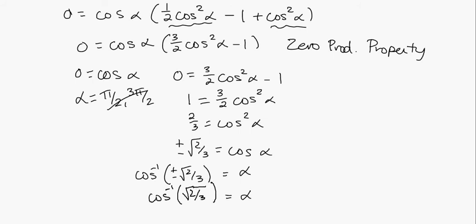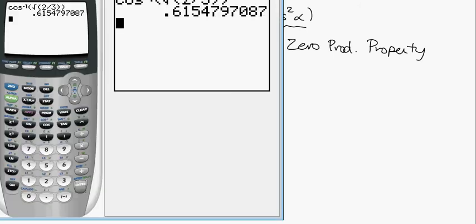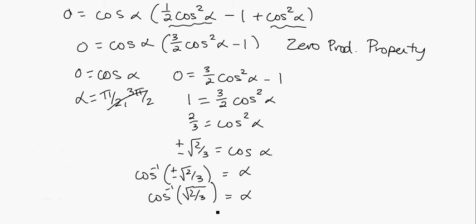Okay, so we can use a graphing calculator for this. I've already done it ahead of time, so we see that the inverse cosine of radical 2/3 is 0.615. So alpha is 0.615 radians.